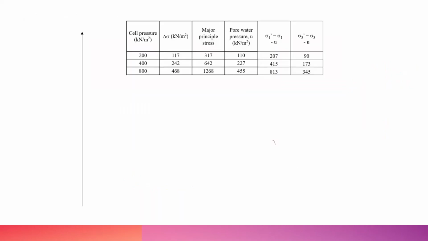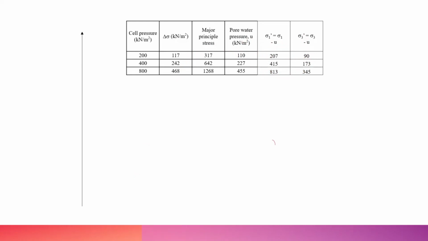Let's look at the solutions. This table already provides all the information necessary for you to plot the Mohr circle with regards to total stress and effective stress. So I already calculated for you the effective stress for major principal stress, sigma 1 prime, and also minor principal stress in effective stress condition, which is sigma 3 prime. So the information is already given here.